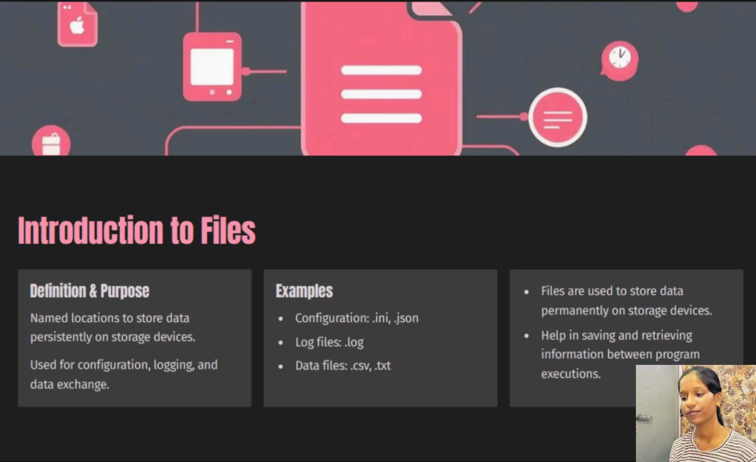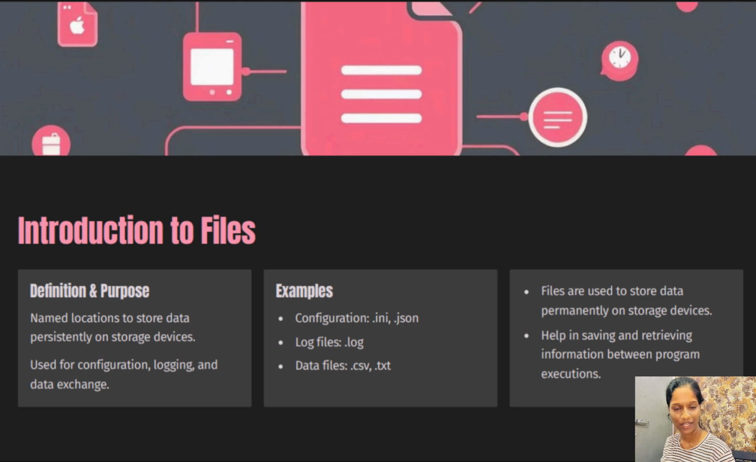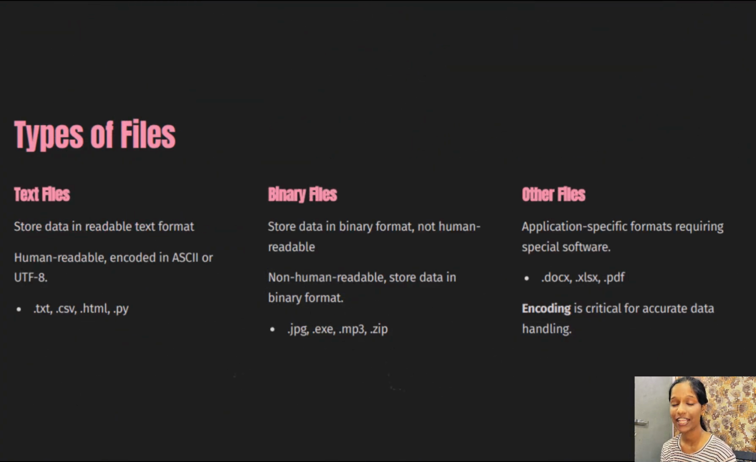First, we'll see the definition. Introduction to files. A file is a collection of records stored permanently on a secondary device. To do any operations on these files, you need to load them from secondary devices to the primary device. Files are named locations to store data permanently on storage devices, and they are used for configurations, logging, and data exchange.